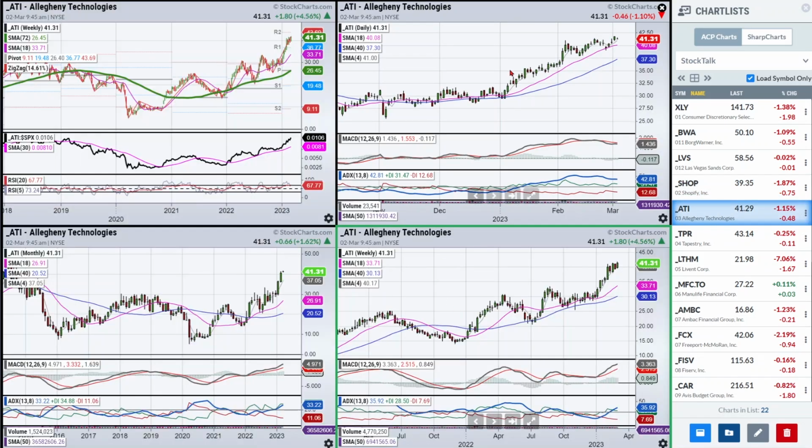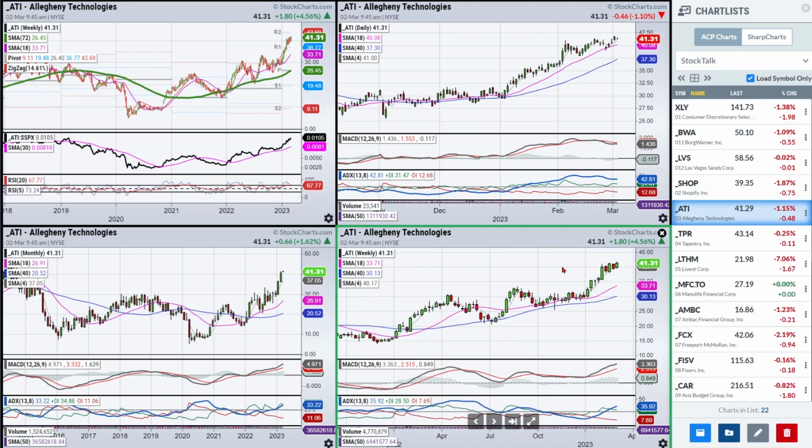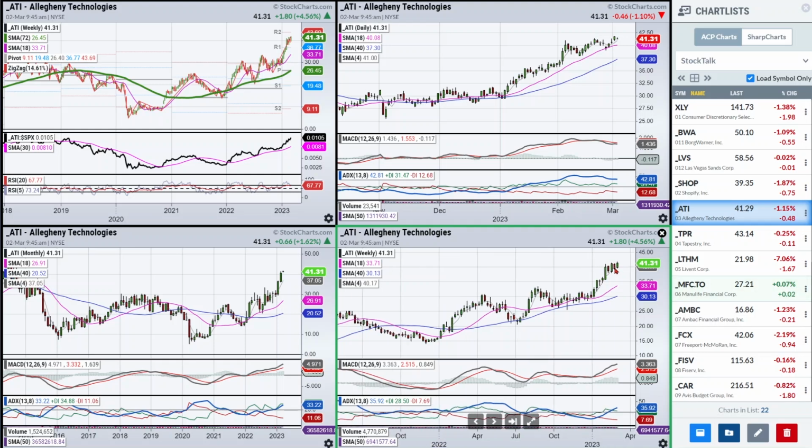So this was a question on the short side about fading this because it got extended away from the 18-week. Do you see how this had gotten distance away and there's room for this to pull back? So I don't have a problem with that trade. I've done several videos and several lessons on how to play that using 3 time frames. I like to use 3 time frames when I do that.